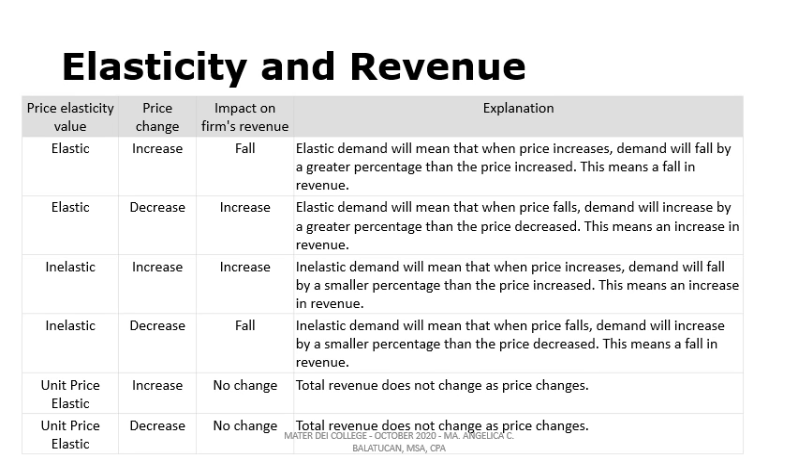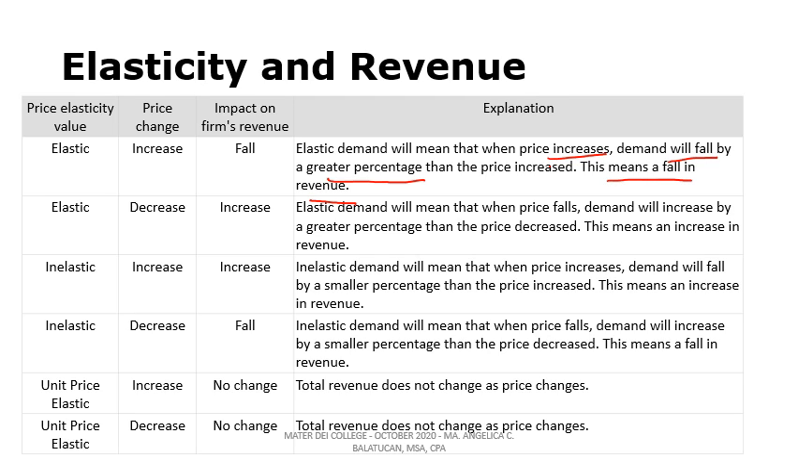So here are the reactions of the firm's revenue when there are price increases or price decreases relative to the elasticity of the good. An elastic demand will mean that when the price increases, the demand will fall by a greater percentage than the price increased. Since it is elastic, its reaction would be greater in terms of demand whenever there are changes in the price. And this means that there would be a fall in revenue.